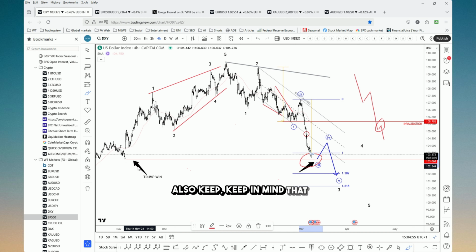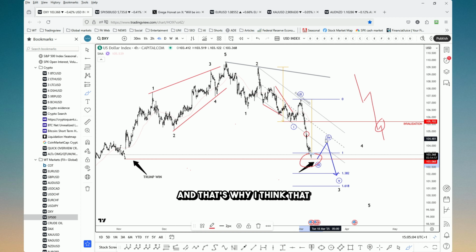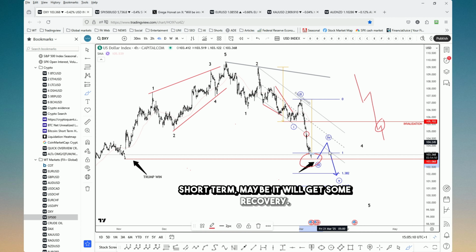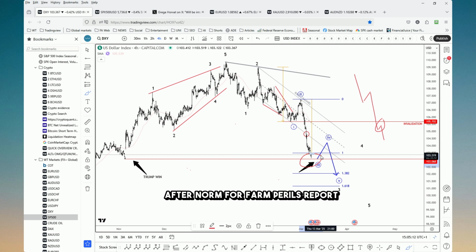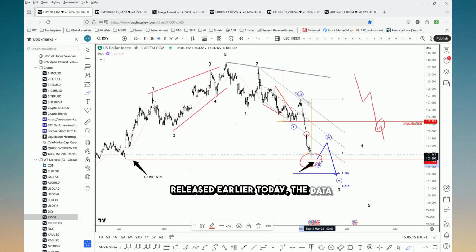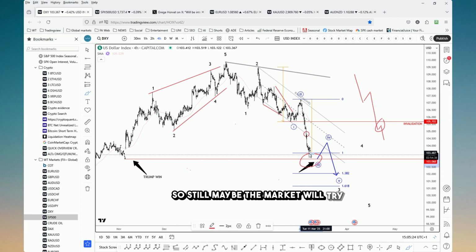Also keep in mind that we moved into this area from November when Trump won the US election, so all of the move has now been fully retraced, and that's why I think that if we see some recovery, it will be only short term. Maybe we will get some recovery after the non-farm payrolls report was released earlier today. The data came out 151k, but still nothing significant. We are not seeing any kind of a big move. So still, maybe the market will try to stabilize in the next few trading days.